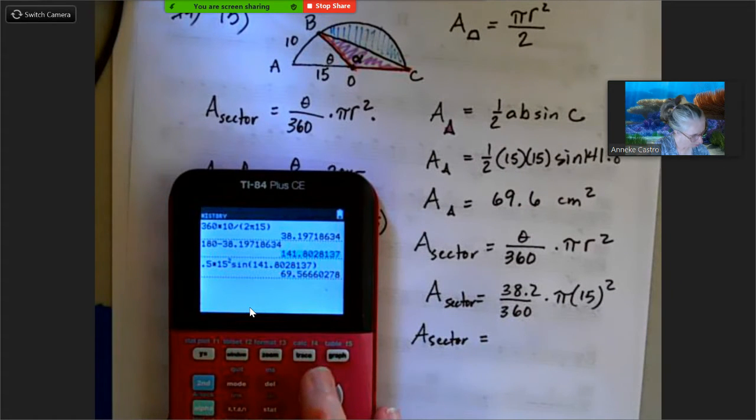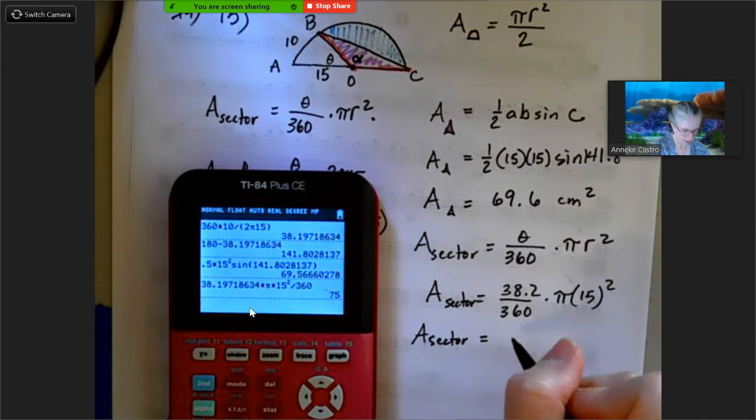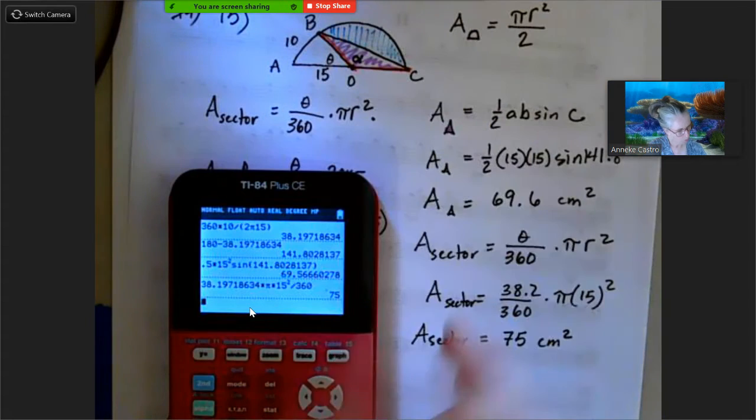So I've got my 38.2 still in here. I'm going to go grab it. There it is, 38.2 times pi times 15 squared, all divided by 360. And I get 75. Holy cow, that's a nice round number. 75, that's centimeters squared.